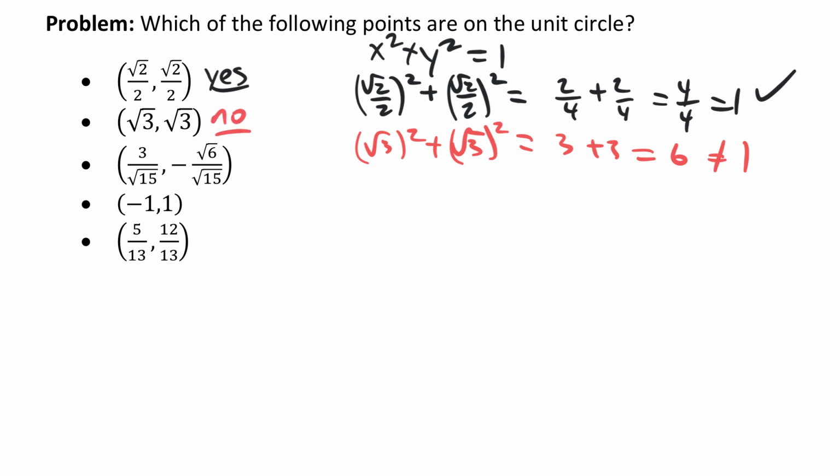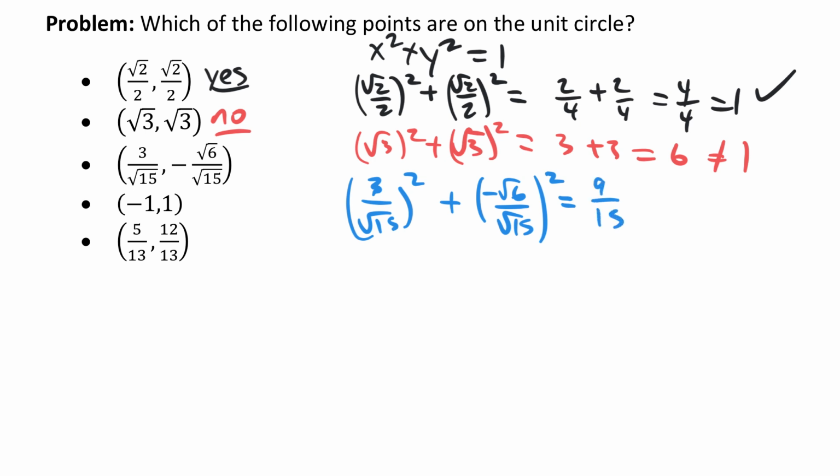All right, let's try this weird one. 3 over root 15? My goodness. Negative root 6 over root 15? Okay. Well, when we square the square root, it goes away, so we get 9 over 15. When we square the negative, it goes away, so 6 over 15. Oh, that's 15 over 15, which is 1. Yes, this point is on the unit circle. Strangely enough.